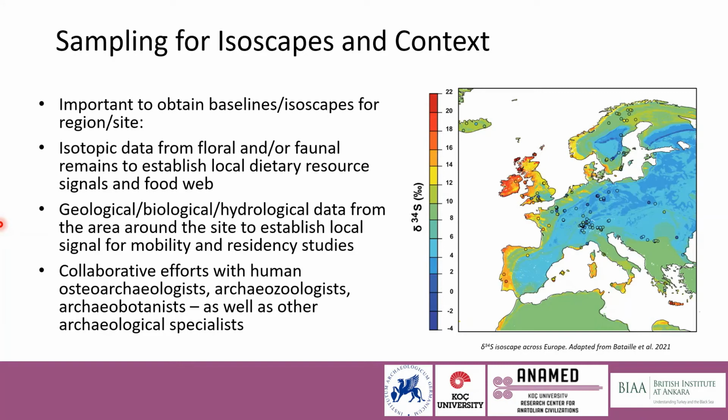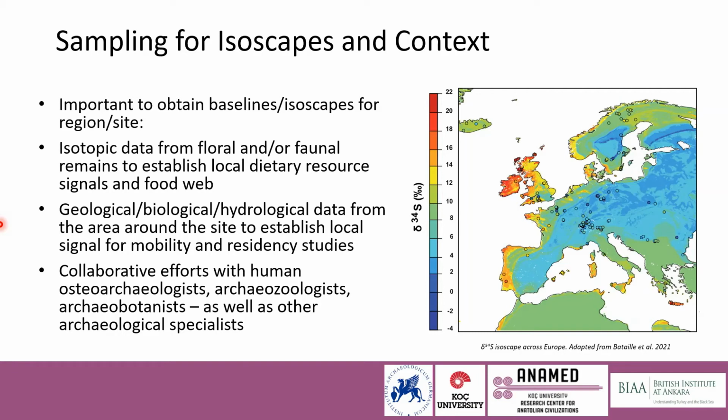And if you're doing mobility and residency studies, then you need to figure out what the isotopic signature of your local area, of the site, of the local region is, so that you can then identify non-local people, people who are more mobile than others, for example. And this means that isotopic analysis becomes quite a collaborative effort.